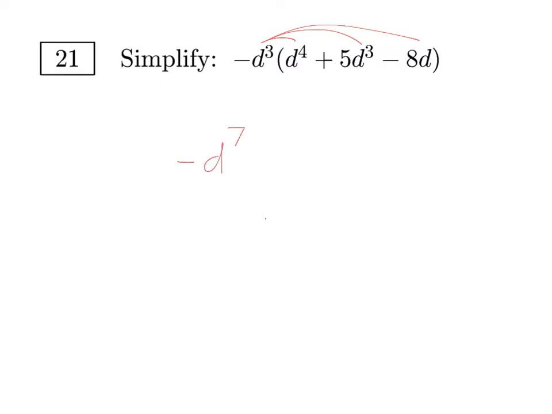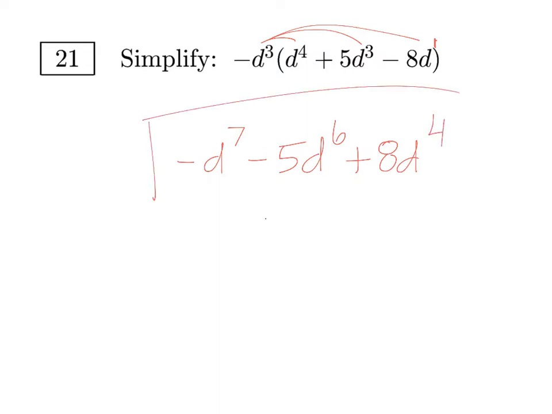If I have negative d to the third times 5d to the third, that's going to be negative 5d to the sixth. Then I have negative d to the third times negative 8d. That's going to be positive 8. That's a first power there, so it's going to be d to the fourth. And that's all there is to it. We're done.